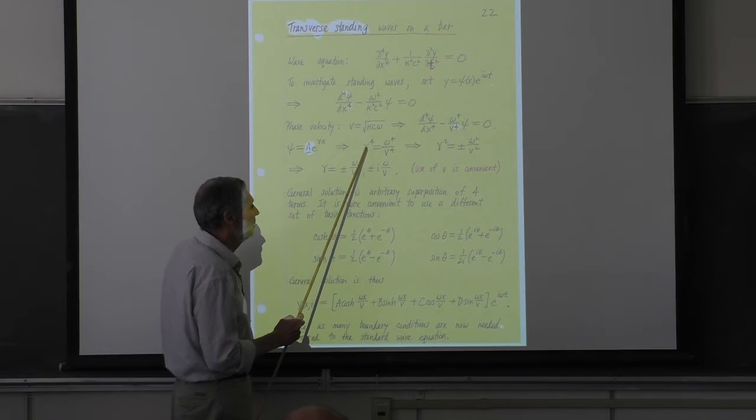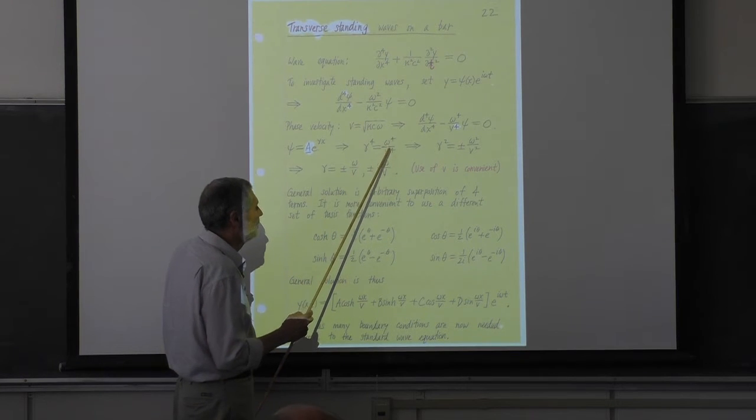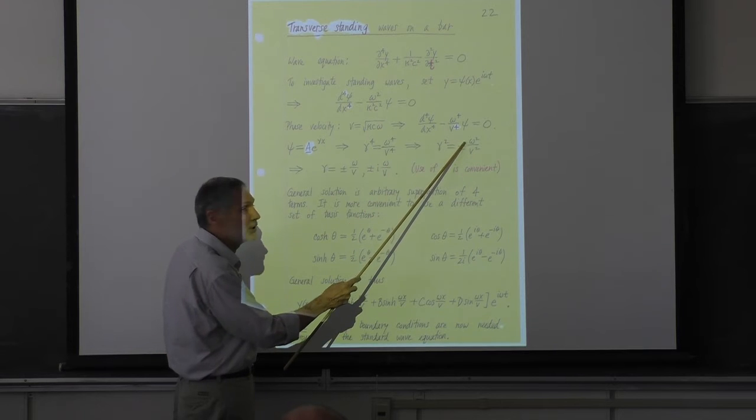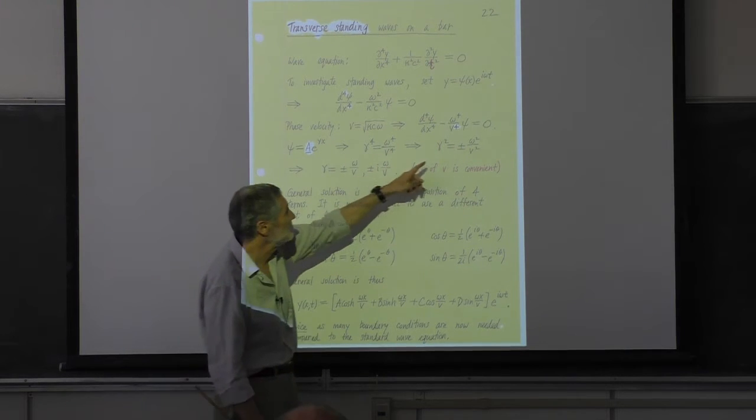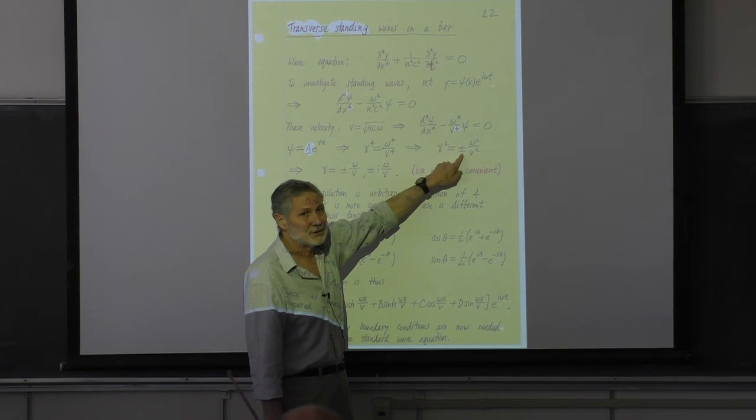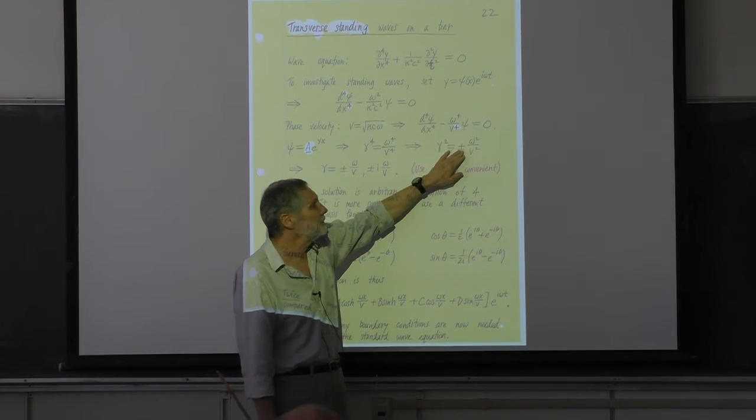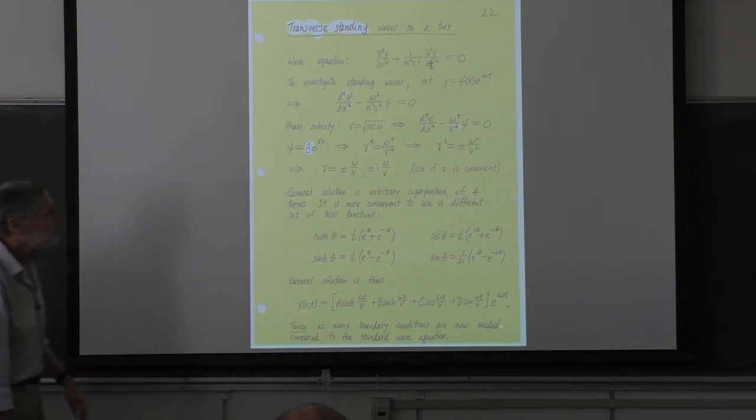I don't just get gamma squared is equal to omega squared over v squared. I have to put a plus or minus here. And you know that's true, because if you square this, the minus is going to go away. So we have to be careful here. We have these two solutions.